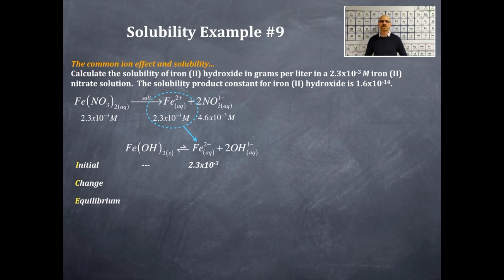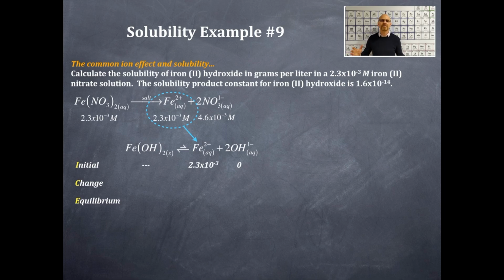What is the hydroxide ion concentration initially? Well, it's 0, just like what you would expect it to be for any equilibrium problem. And again, the reason it's not 0 for the iron ion concentration is because you have a salt that is dissociated 100%, and therefore you get the iron ion concentration. Now we need to look at the change.